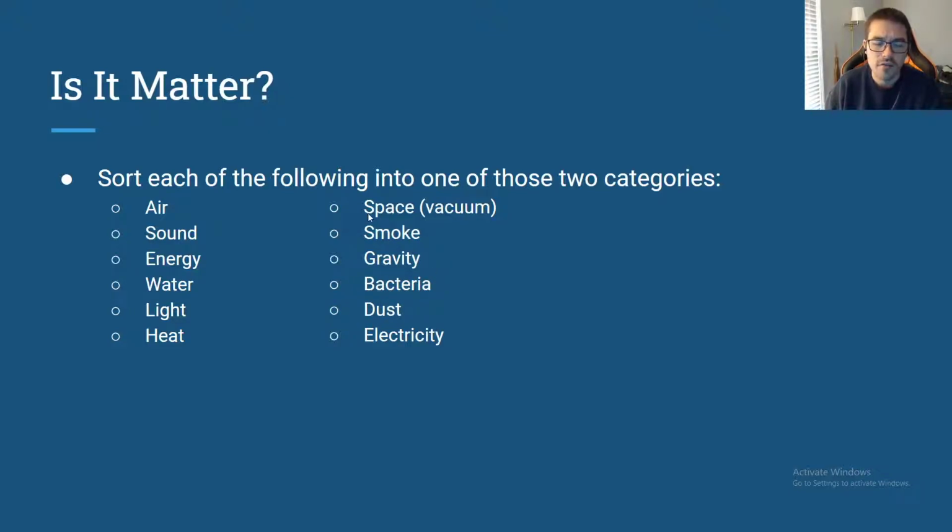Dust is kind of like smoke. It's little tiny solid particles, so those have mass and volume. And then electricity, this is kind of like light and heat and energy. It doesn't have mass and it doesn't take up volume. It's something different. All those things that I mentioned that aren't matter, you would study in a physics class. Physics is all about energy and forces.